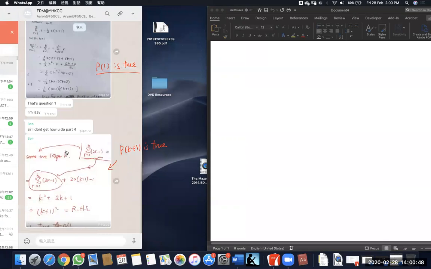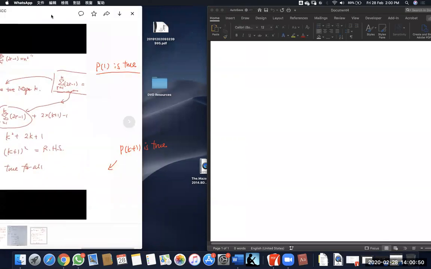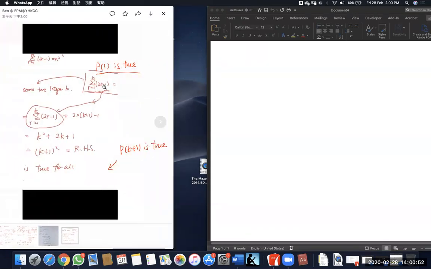Do the part 4. You just substitute the formula in the assumption, and then you can replace this part with k squared.